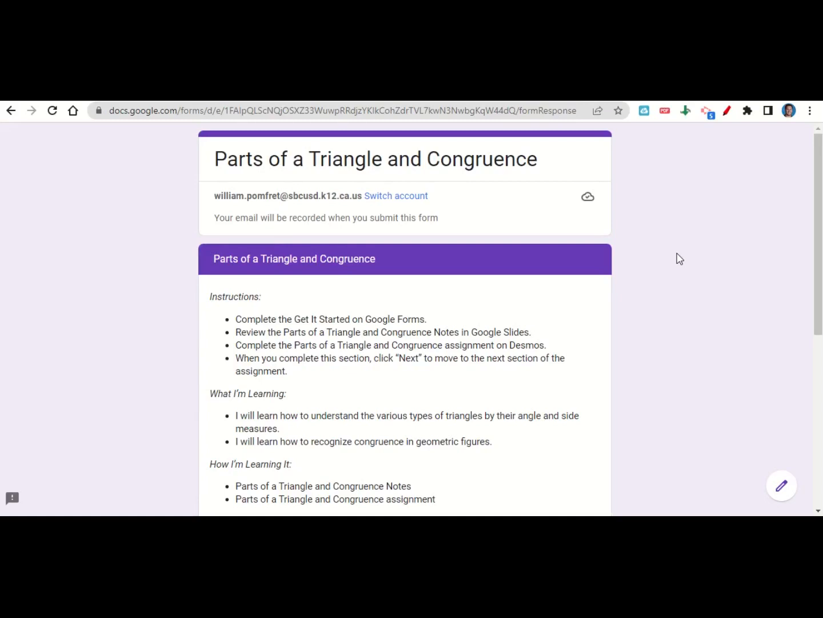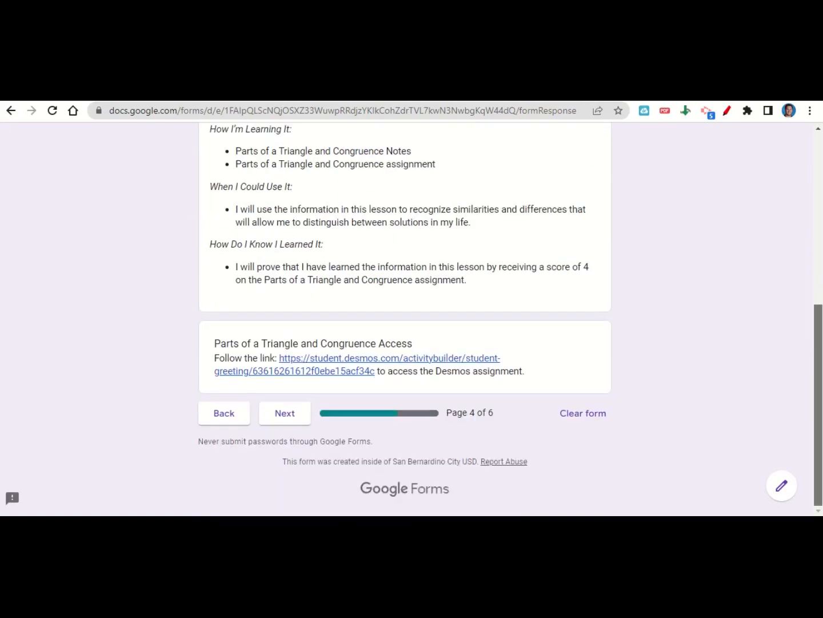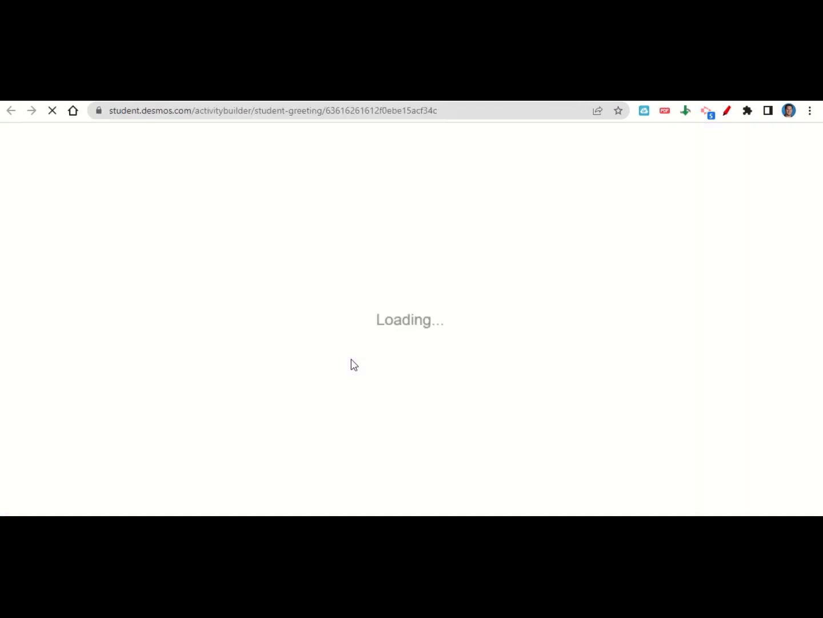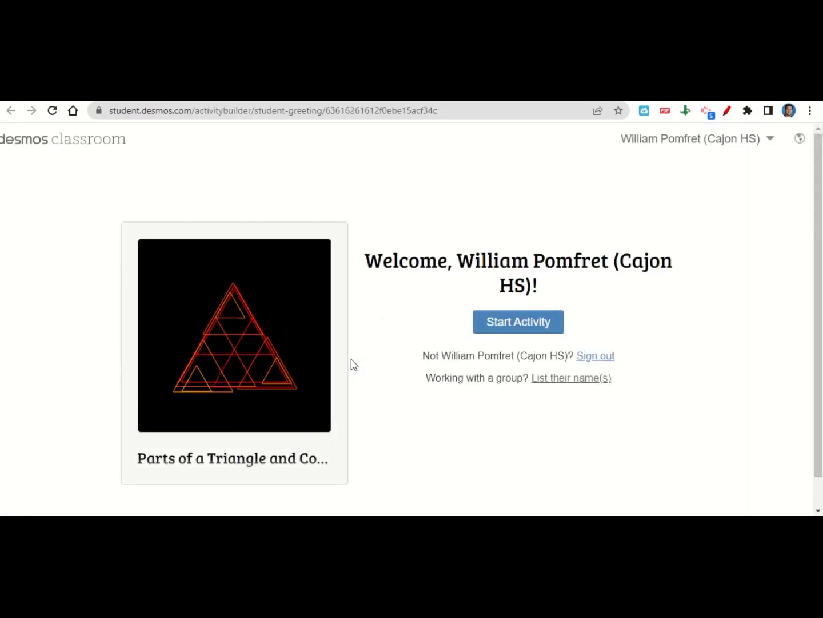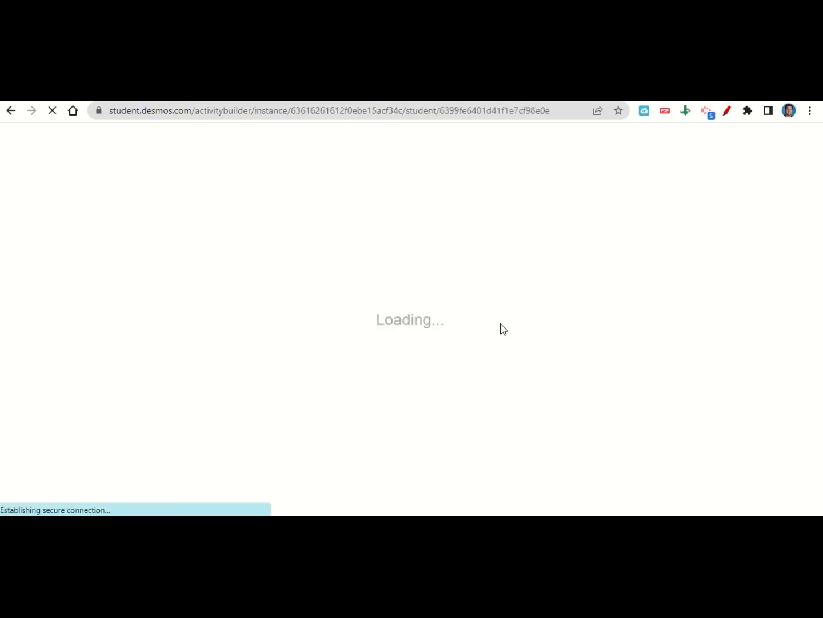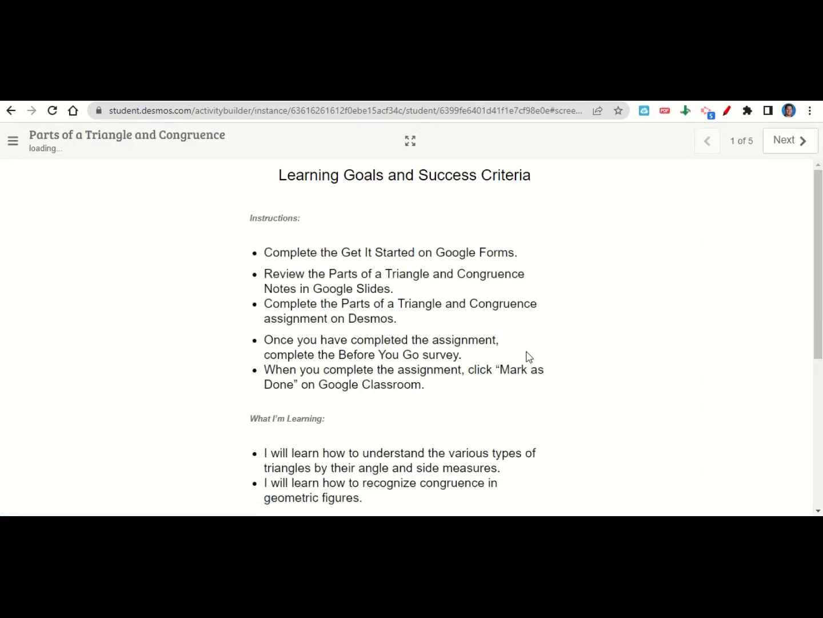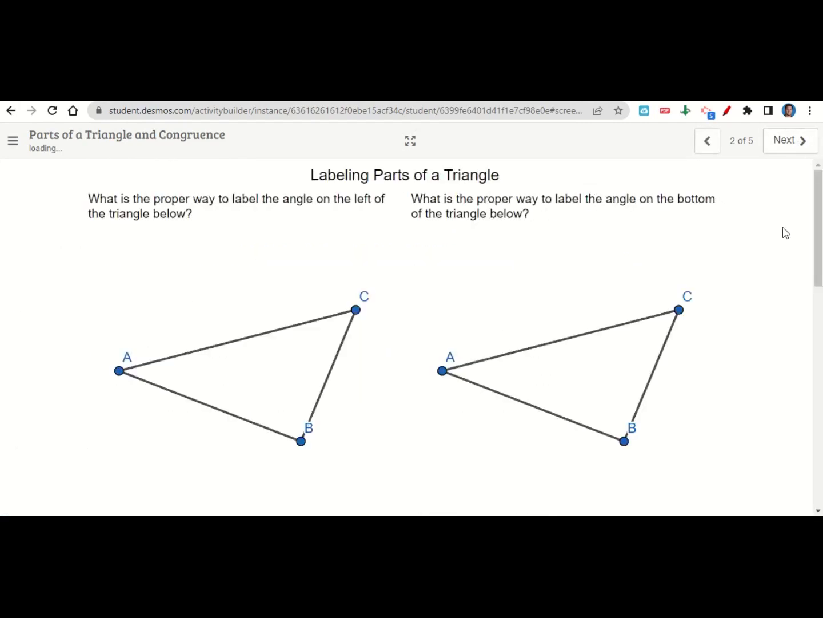Let's take a look now at the parts of a triangle and congruence assignment. The assignment begins with the learning goals and success criteria. If we scroll down, there's a link here to take us to the Desmos activity. Go ahead and click on that link, and it should take you to a page that looks like this. We'll go ahead and click Start the Activity. The activity begins with the learning goals and success criteria. We'll go ahead and click Next.